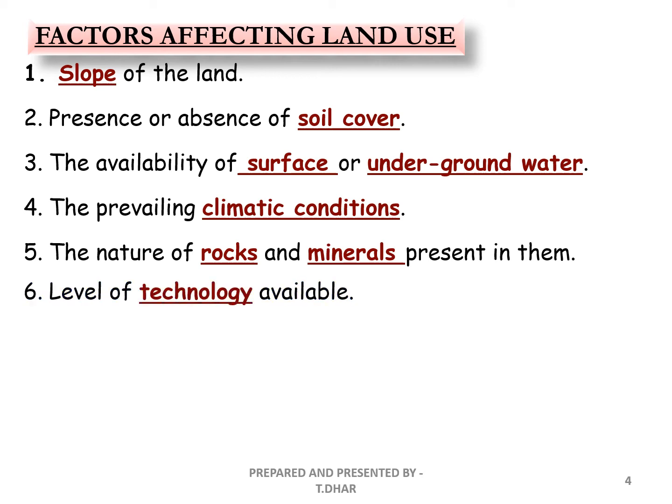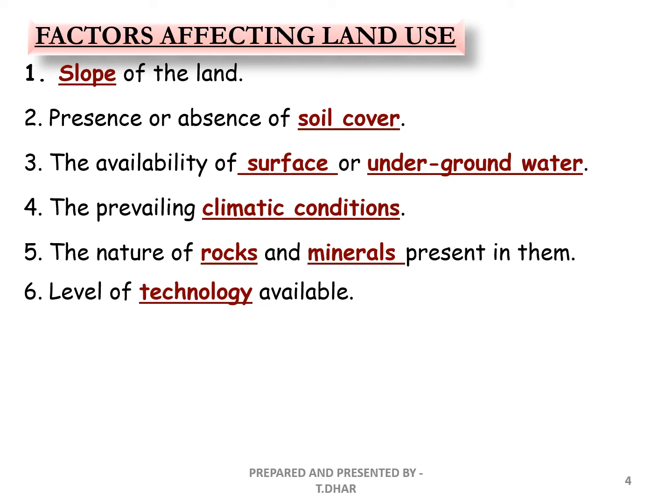Sixth point is level of technology available. The level of technology available in some places decides how land is used. For example, in rural areas where technology is not developed to that extent, no matter if the land has a very good quality, because of technology the land will not be used for multiple purposes.